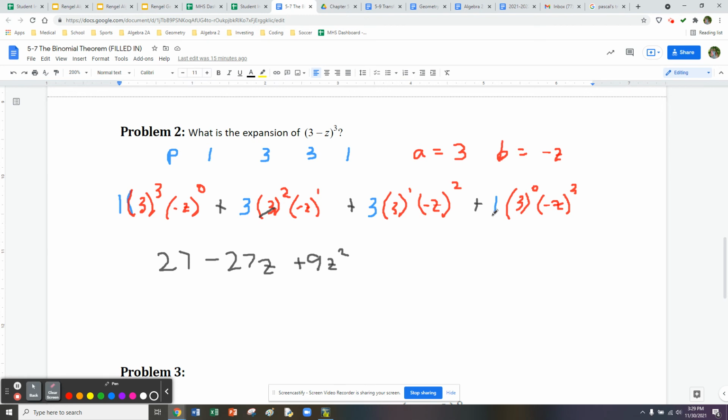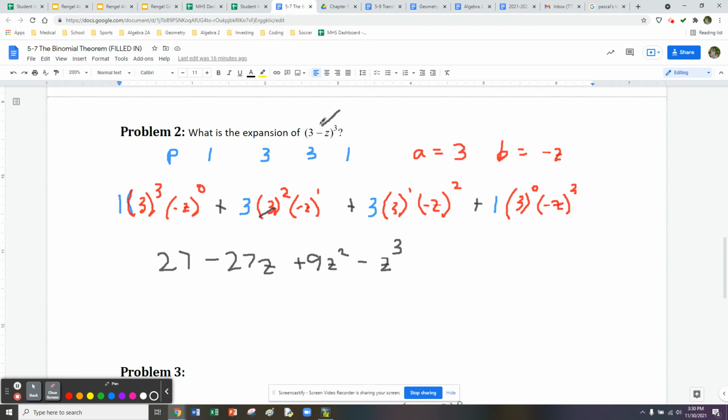And then lastly, I'm going to have a 1 times 3 to the 0 times negative z to the third. Well, 1 times 1, that's what these two are going to make, which is still 1. And then negative z to the third would be negative z times negative z times negative z, which is negative z to the third power. So when I multiply negative z times negative z, it's back to positive. But then that third negative z changes it back to negative.